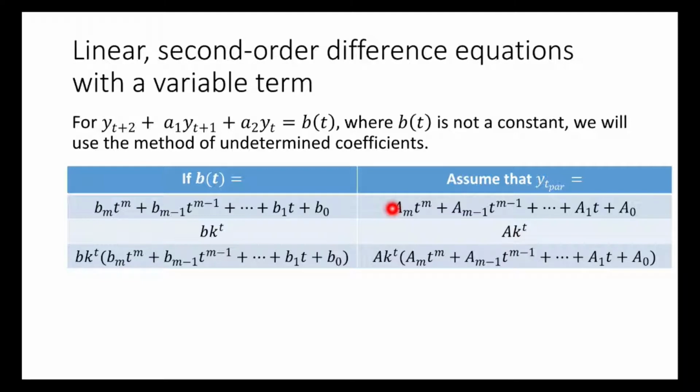Basically, the particular solution we assume to be the same order of polynomial but with different coefficients. The coefficients, a0 up to am, we have to find. Similarly, if we have b times k to the power of t, then we also assume that the solution is in this form, a times k to the power of t. And if it is a combination, then of course what we assume is also a combination. So that's how we find the particular solution by using the method of undetermined coefficients.